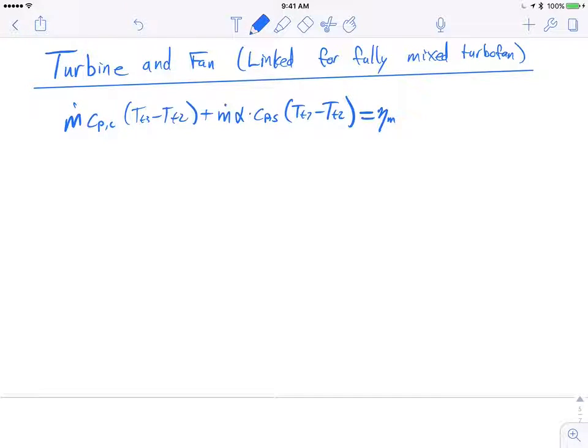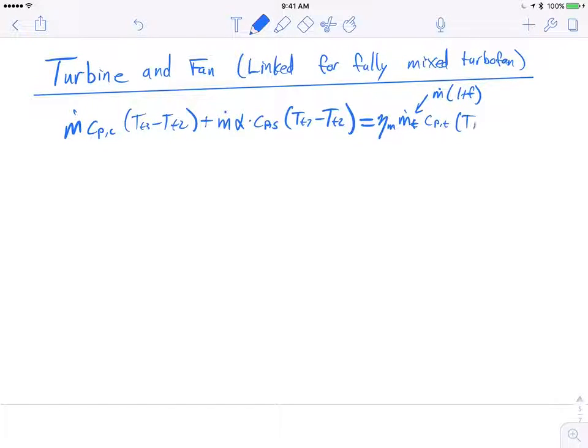This is all going to be equal to our work coming out from the turbine, which has our mechanical efficiency times the mass flow rate through the turbine. This is really going to be our core mass flow rate times 1 plus f, our fuel to air ratio. So the difference here is it's core airflow plus the mass flow of fuel. So we're going to use that turbine total mass flow rate times Cpt, and then times Tt4 minus Tt5.